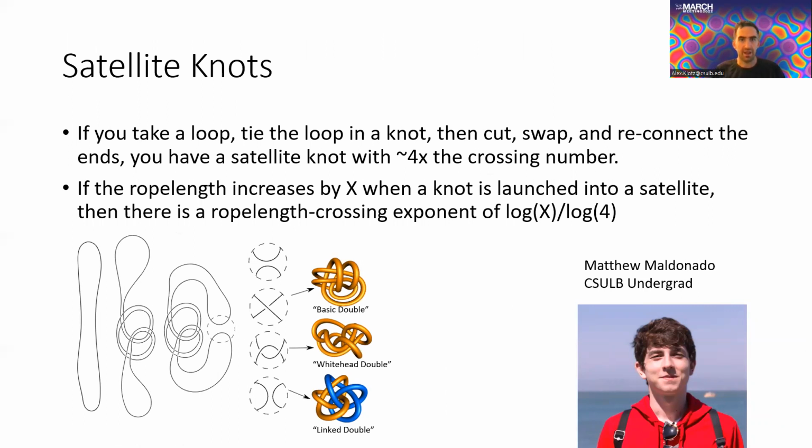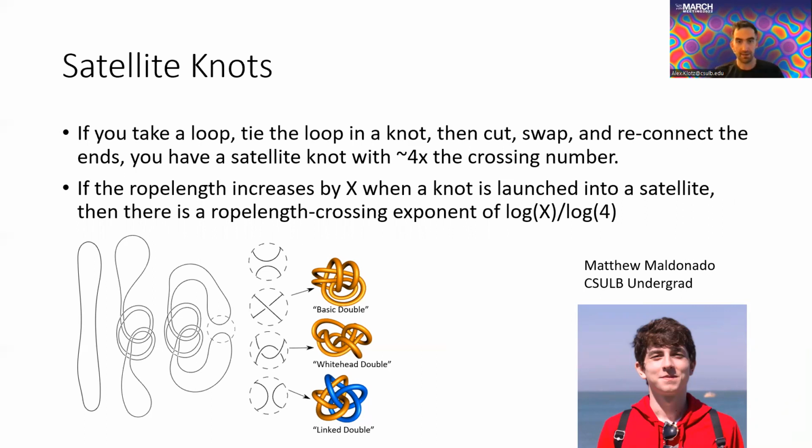So the first thing we investigated was what's called a satellite knot. If you take an elastic band, tie it in a knot, and then cut the loop outside the knot and glue it back together in a non-trivial way, you get a satellite knot. I was interested in these, one, because I spent a lot of time playing with elastic bands, and two, because if you look at a diagram of one of these knots, you see every crossing becomes 4 crossings. If this increases the rope length by a set amount, call that X, then we know that the rope length crossing scaling exponent will be log X over log 4.